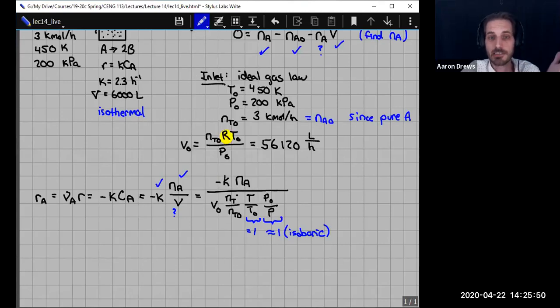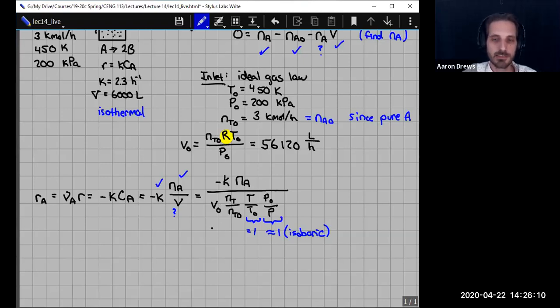If the system is not isothermal, then it just gets coupled to the energy balance in the same way that we've used before. So there's no change with how a non-isothermal system is handled in terms of the math. It's just that temperature pops up in one more place that you have to worry about.